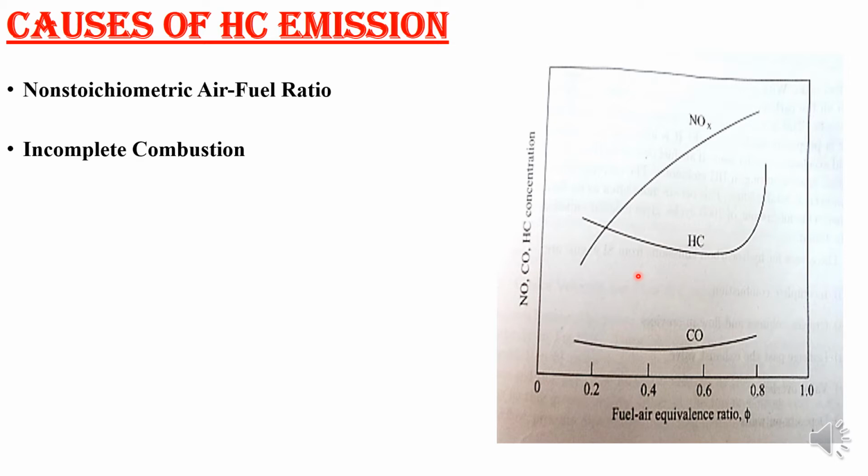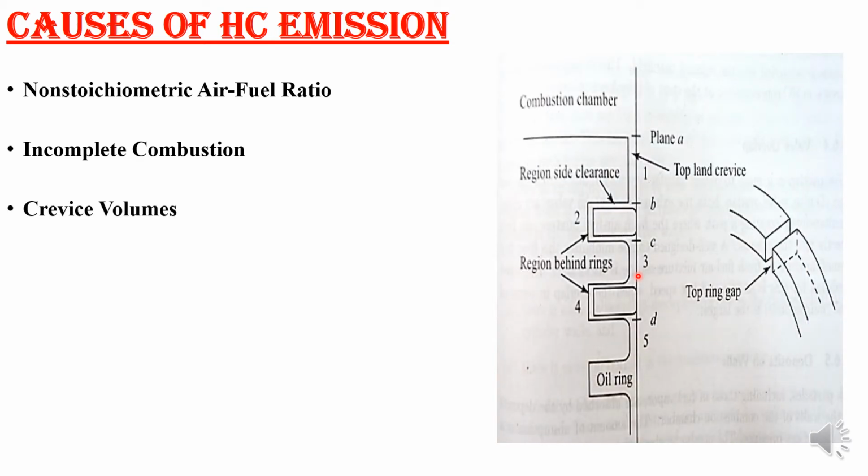Next we will have the crevice volumes. Crevice volumes are nothing but the small gap between the piston and your cylinder liner. Between your rings and piston, a small gap will be there, so that is known as crevice volume.